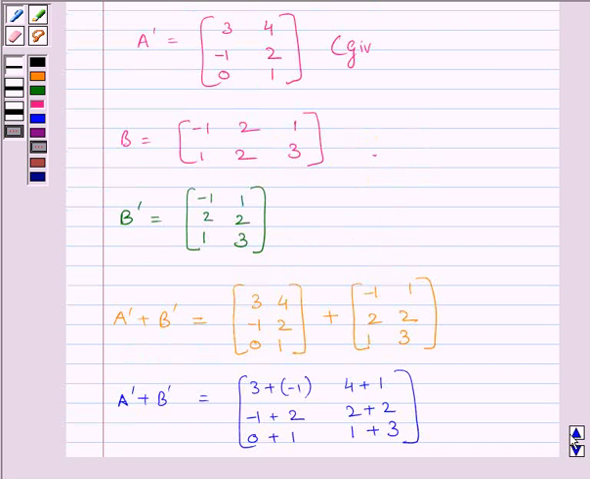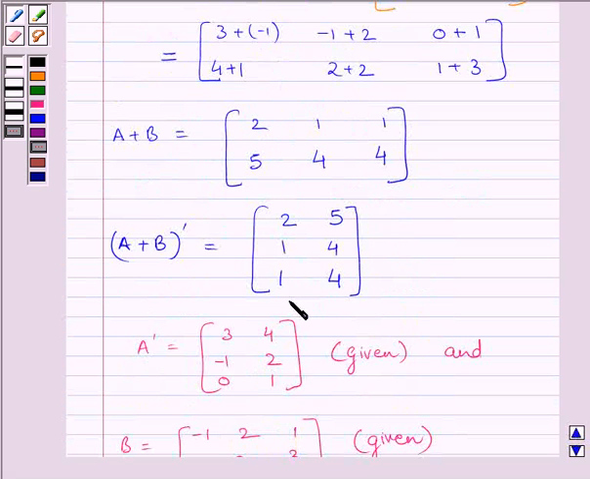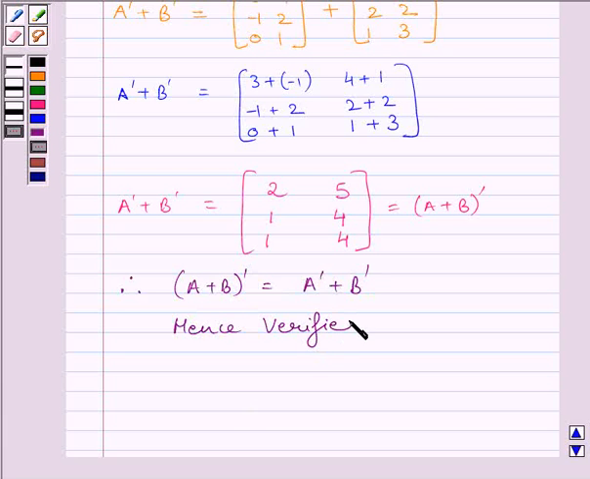But this matrix is same as A plus B whole transpose. So we get A transpose plus B transpose is equal to A plus B whole transpose. Therefore, we get A plus B whole transpose is equal to A transpose plus B transpose. Hence verified.